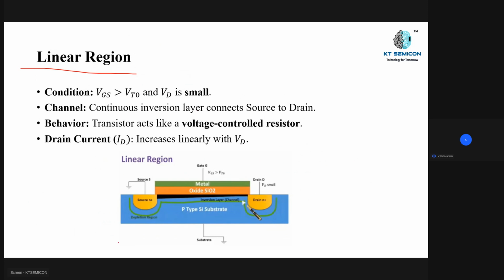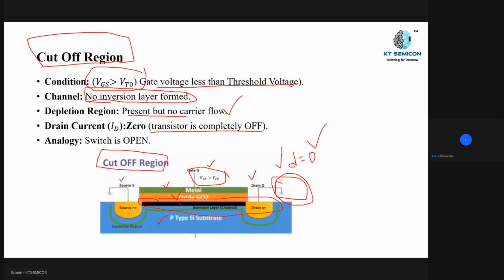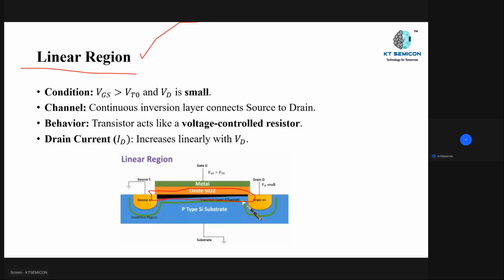So now we can see one linear region. So what is happening in the linear region? We have an inversion layer, same as the cutoff region. But what is happening here? In this case, we are connecting the drain to ground, which means zero voltage. But here we are applying a small amount of VD voltage.